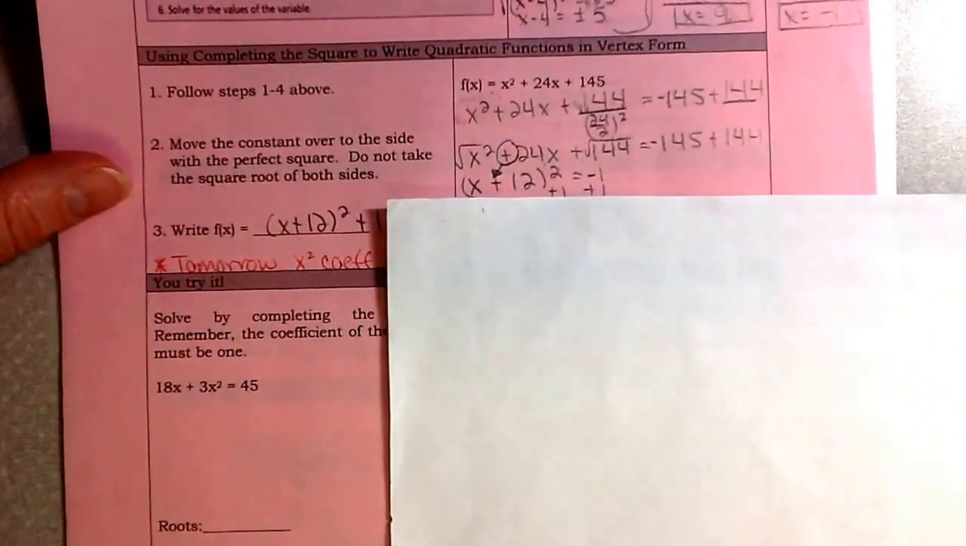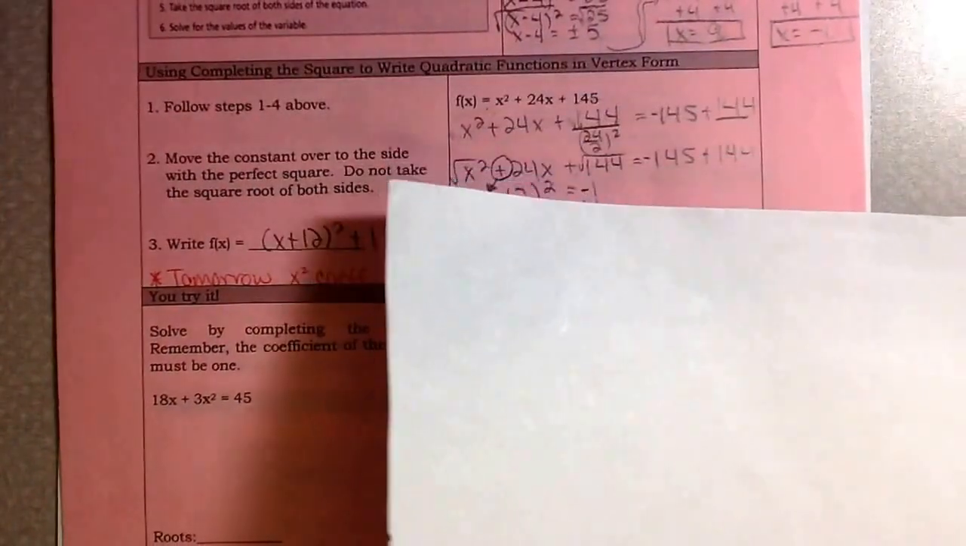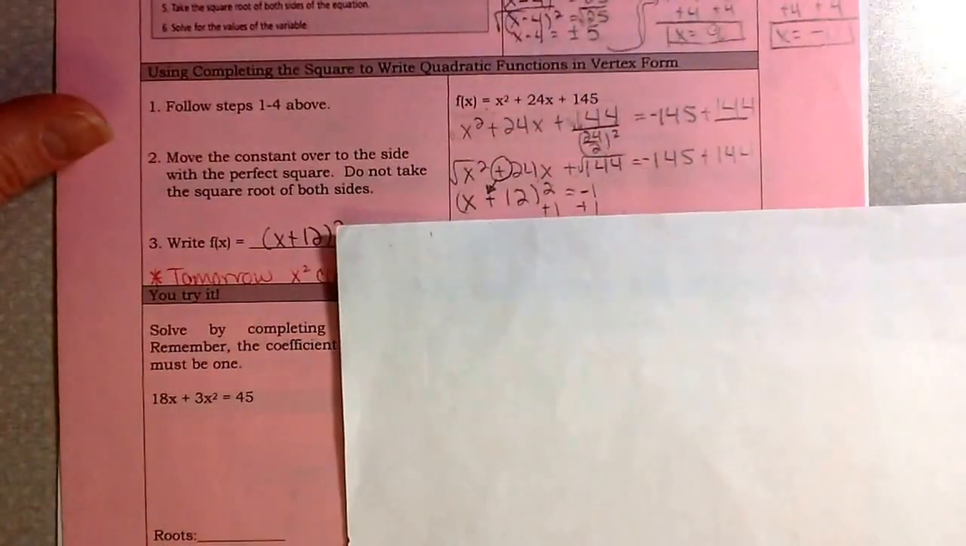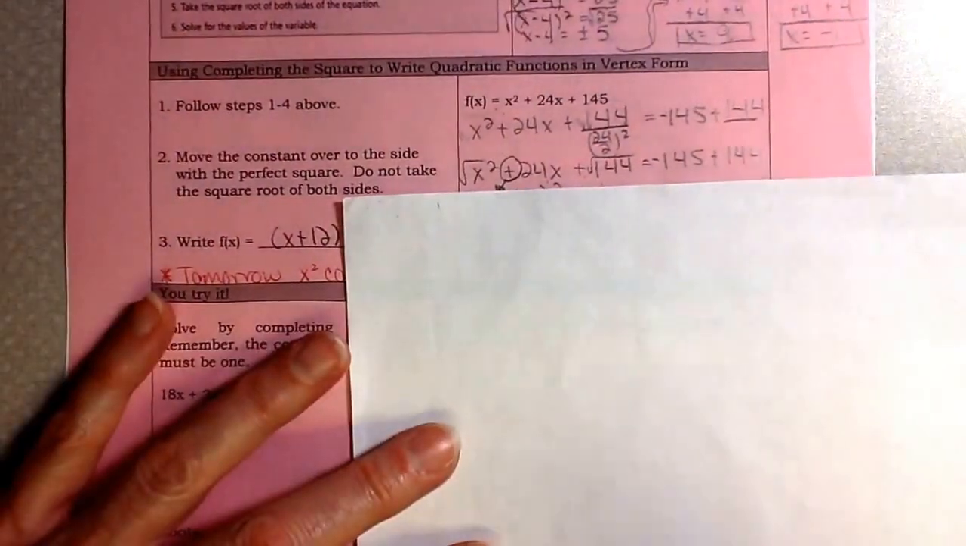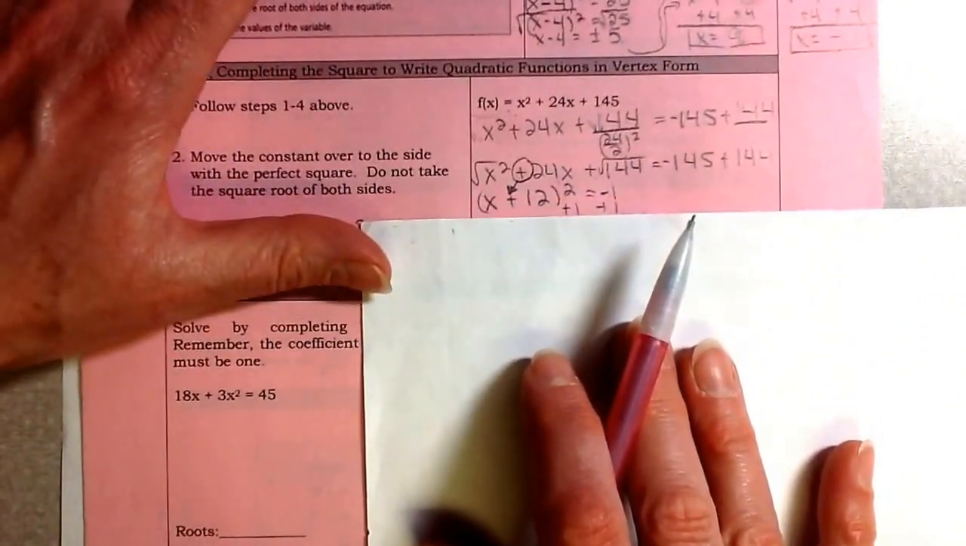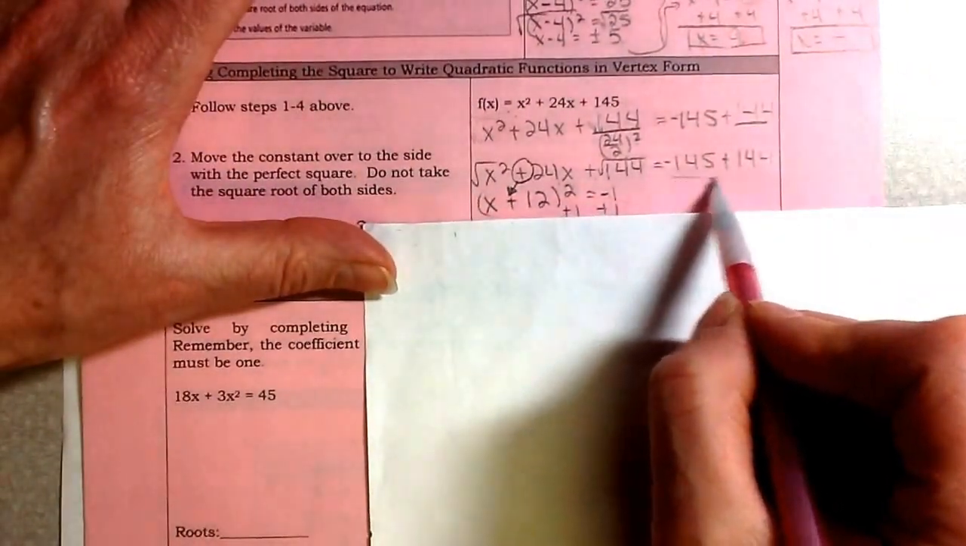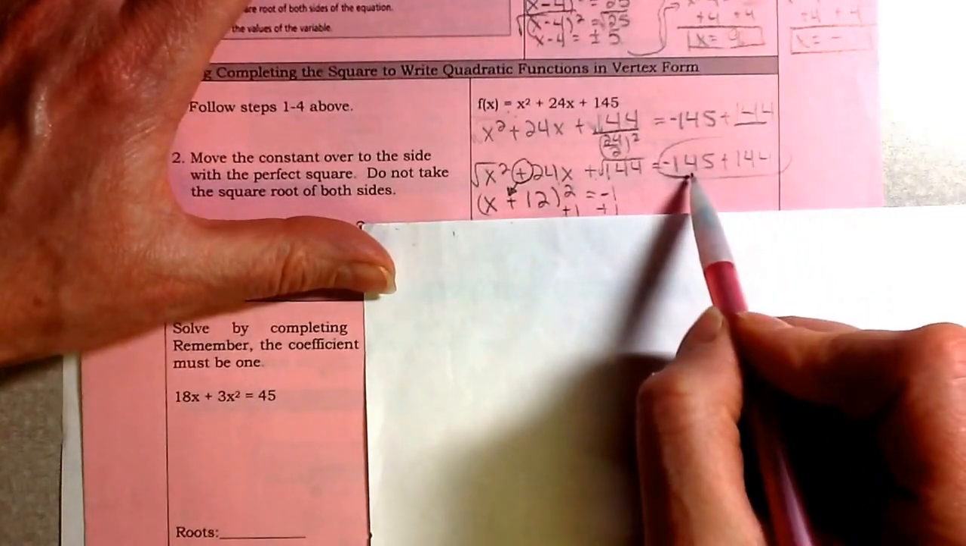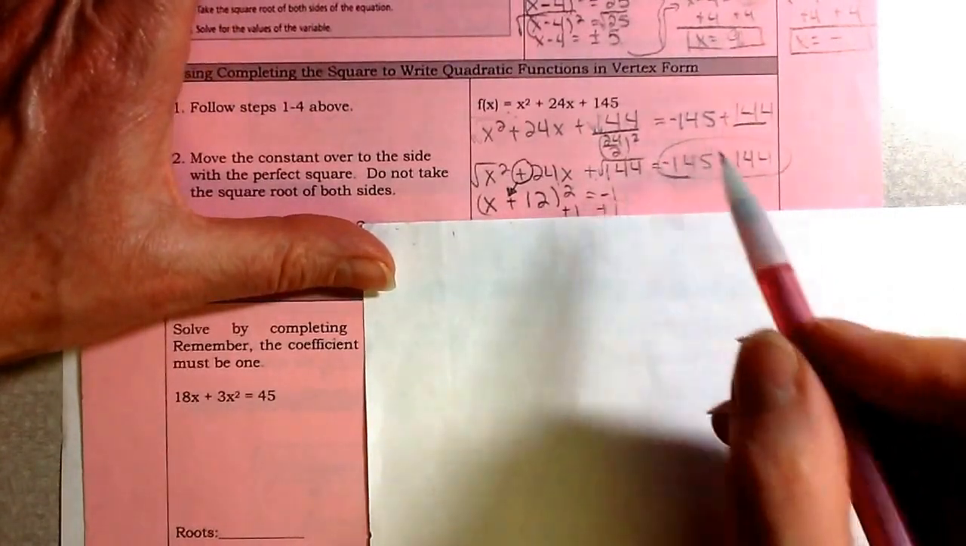Okay, so we're at this step right here, I believe. And now we put these two constants together to get -1.